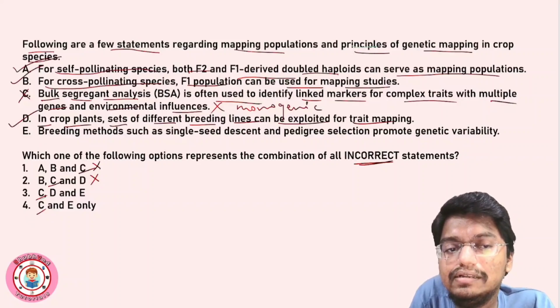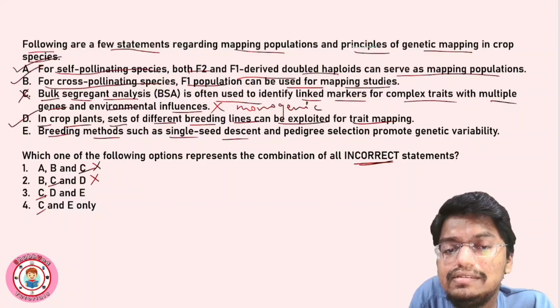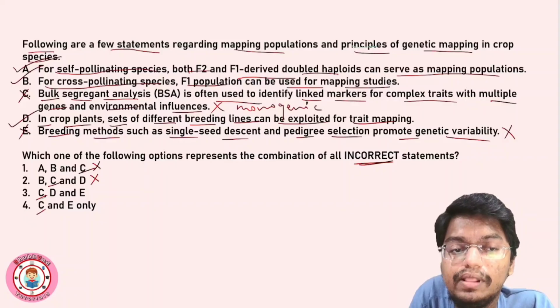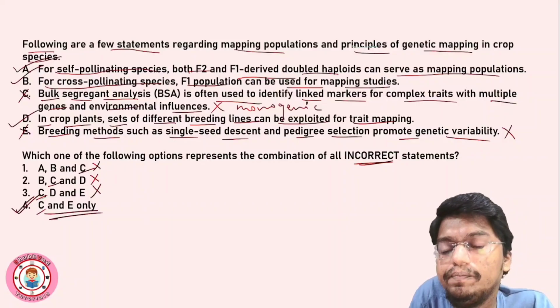This is correct. Breeding methods such as single seed descent and pedigree selection promote genetic variability. No, genetic variability does not occur with these methods. E is wrong. C and E are the incorrect statements. Option 4 will be the answer. Okay.